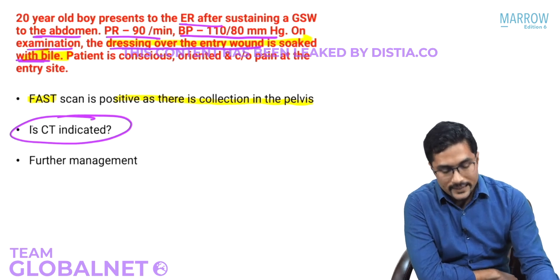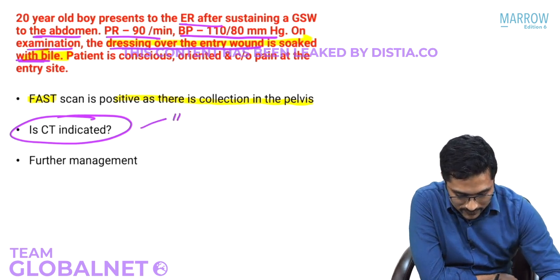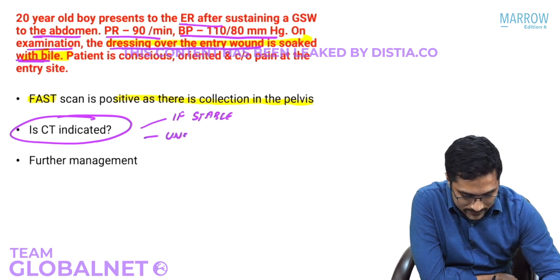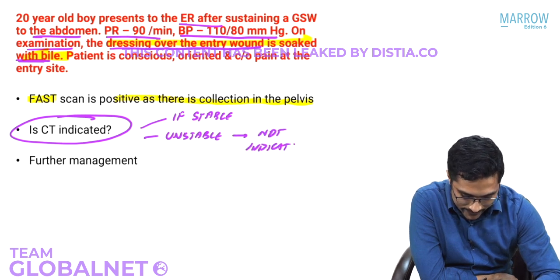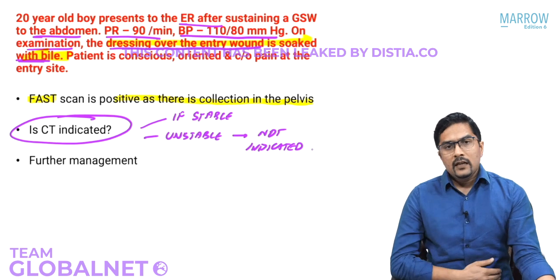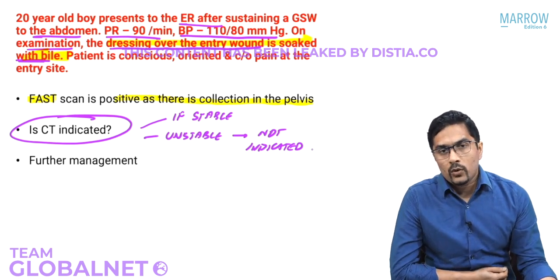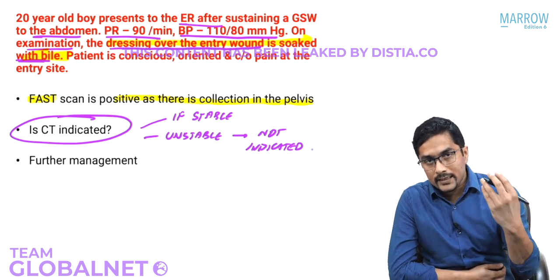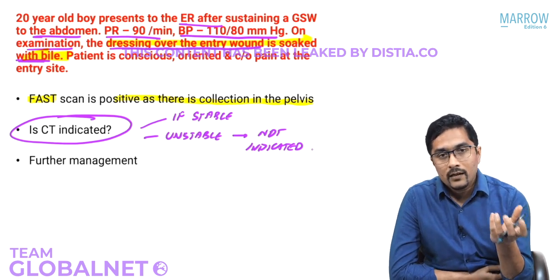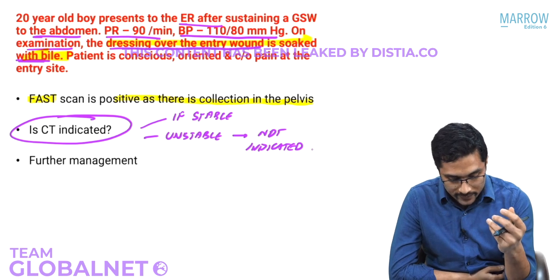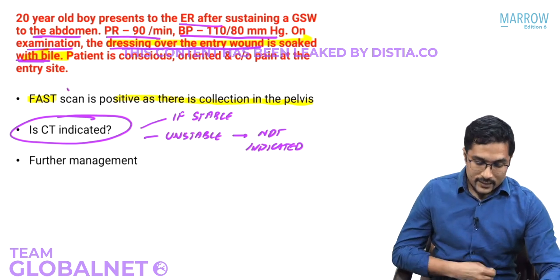Well, if CT is indicated only if the patient is stable, if the patient has unstable vitals, then not indicated, right? It is not indicated if there are unstable vitals. And here we pretty much know that there is a gunshot injury, there is bile staining. That means there is a perforation which has happened somewhere, which is leaking bile. So you need to operate this patient. And FAST is already positive.